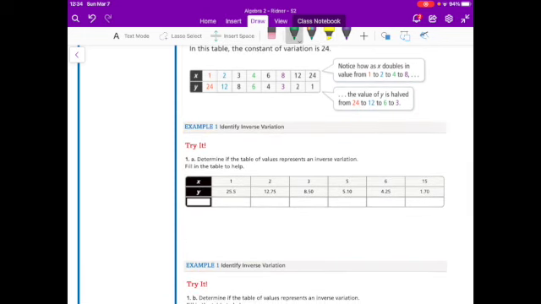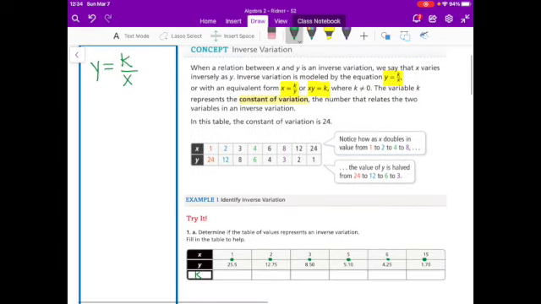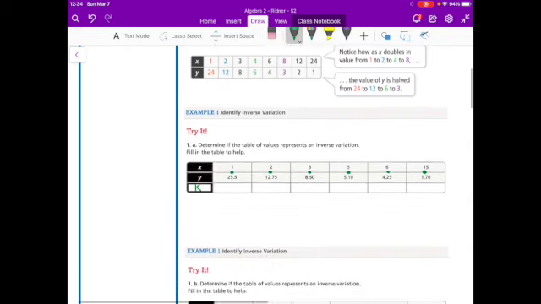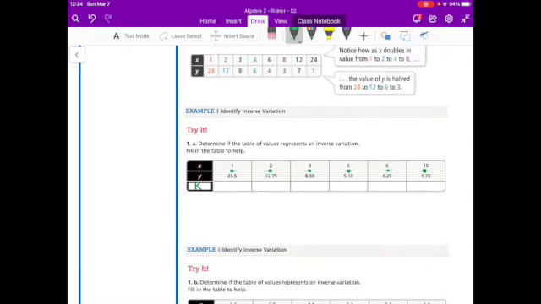In order to determine that, all you need to do is multiply the x and y together. So if you notice, one of the things we highlighted up here is xy equals k. In order to be an inverse function, when I multiply the x and the y value, I should always get the same constant k.